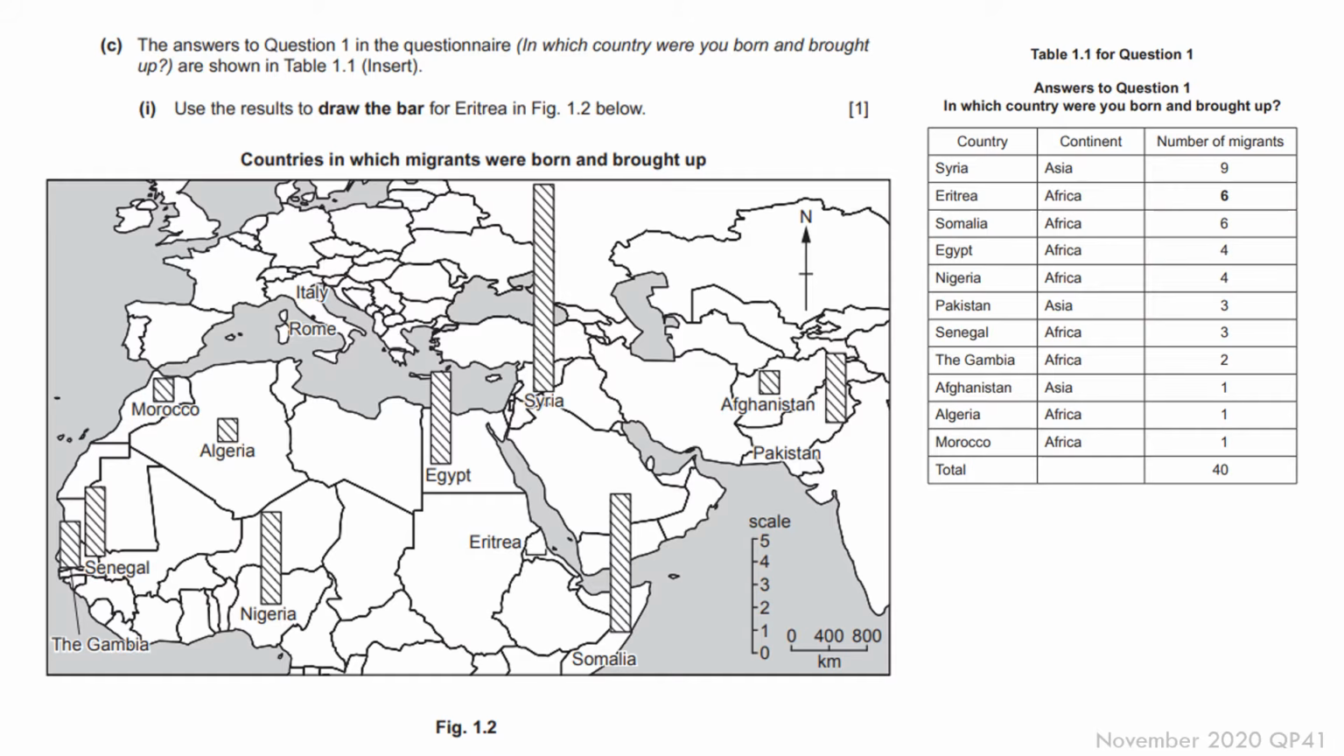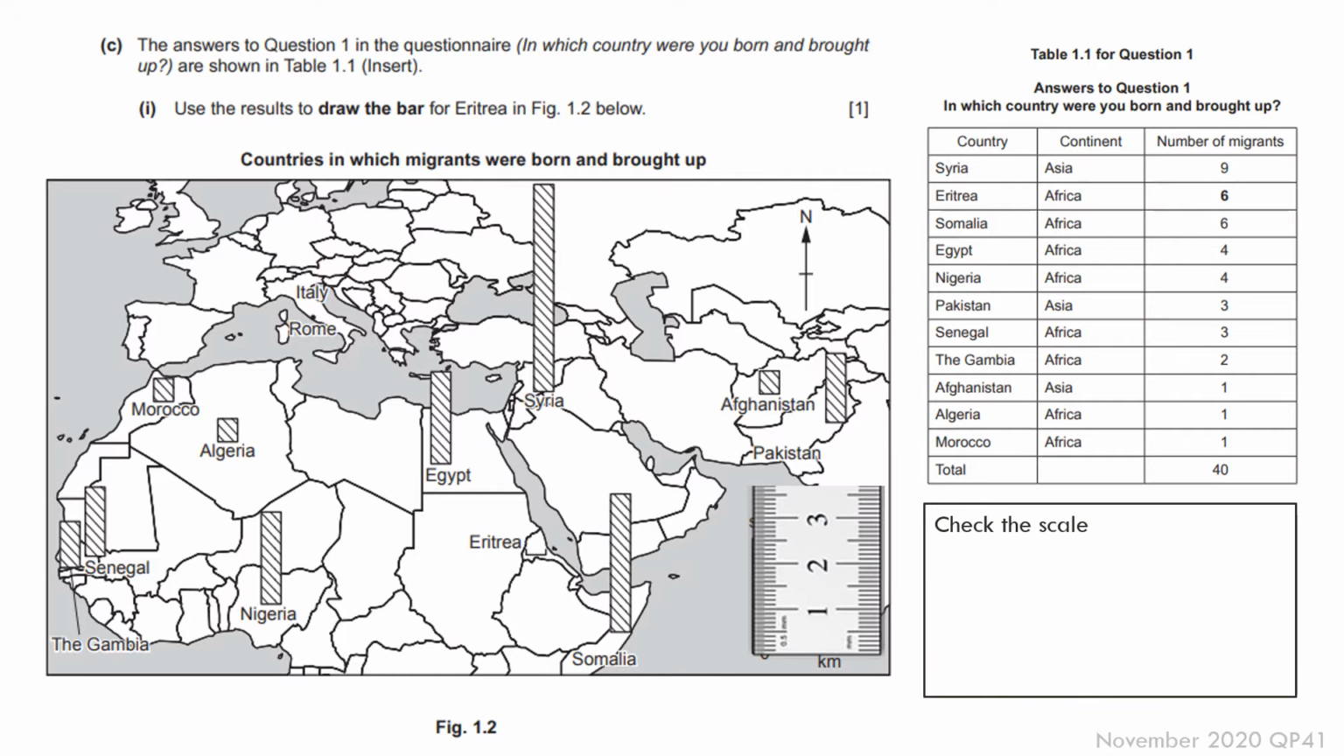Here you have to draw the bar graph again using a slightly different scale. Use the results to draw the bar for Eritrea in figure 1.2. So Eritrea is 6. First of all, I'm going to take my ruler to check the scale. So 5 migrants equals 2.5 centimeters. So 1 migrant equals 0.5 centimeters. So if I have to draw 6 migrants, that's going to be 3 centimeters. So I find Eritrea and I draw a bar that is 3 centimeters tall.